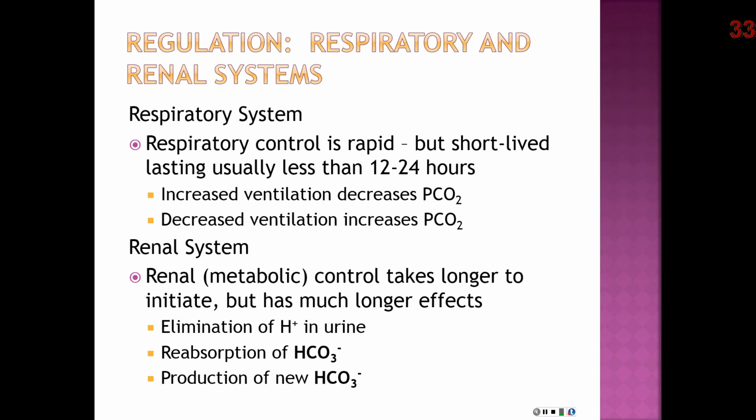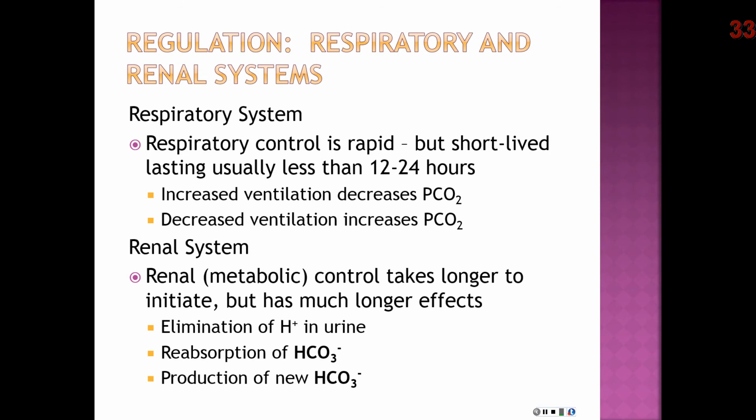So the kidneys are really your long-term, probably your better control of acid-base balance. They have much longer effects, but respiratory control is rapid. If I want to change my pH very quickly, I can change breathing patterns consciously, or even through the control of the medulla oblongata, I can change my respiratory rate to fix pH. But it's usually a short-term, rapid fix, but it does not last.